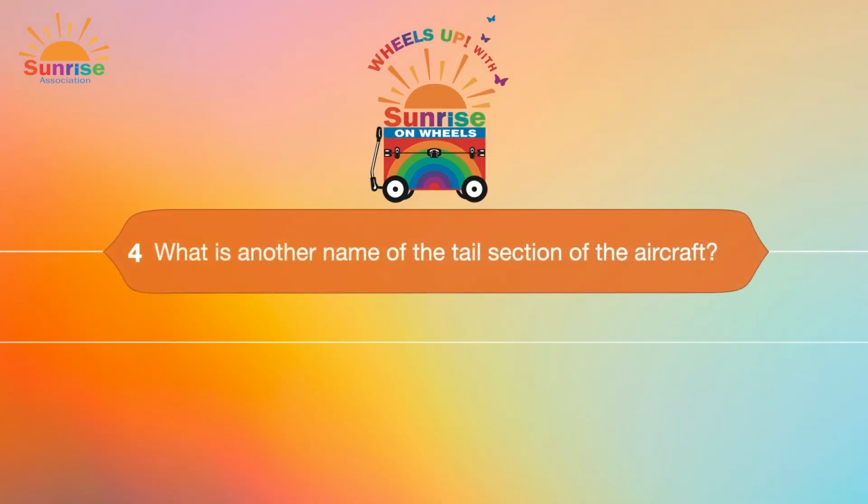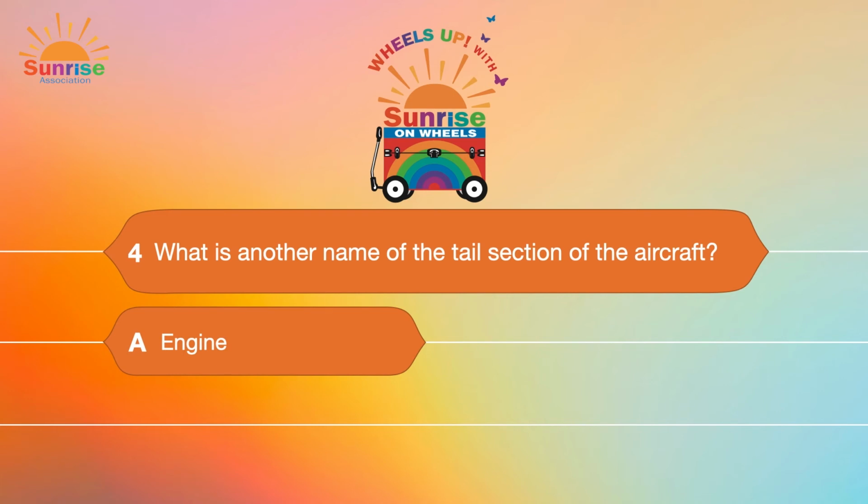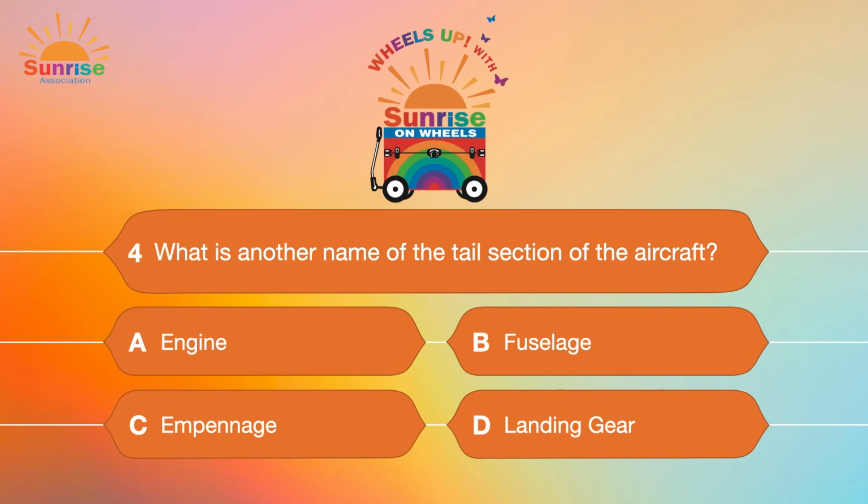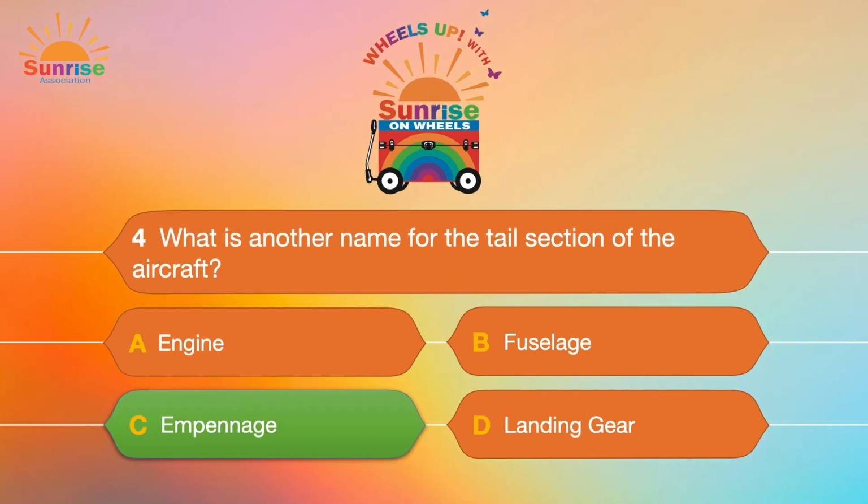Question number 4. What is another name of the tail section of the aircraft? Is it A, the engine, B, the fuselage, C, the empennage, or D, the landing gear? This is the tail back end section of the aircraft. And it's the empennage!